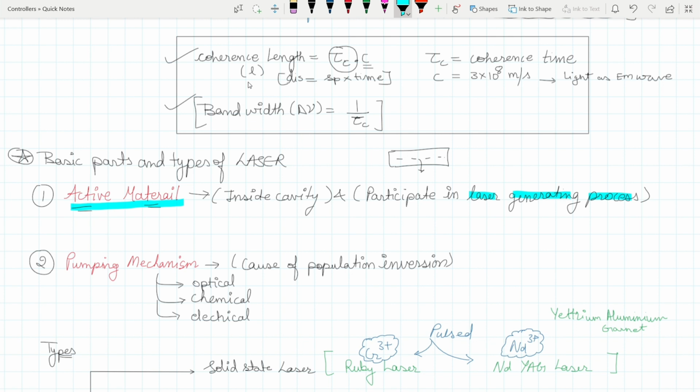Okay, so the next mechanism is the pumping mechanism. That is very essential for population inversion to happen. We can have optical pumping, chemical pumping, and electric pumping, like by providing battery voltage, or various other types of pumping. Optical pumping means you can provide some flash or some arc, and in that way the population inversion happens. Chemical pumping is where there is some chemical reaction.